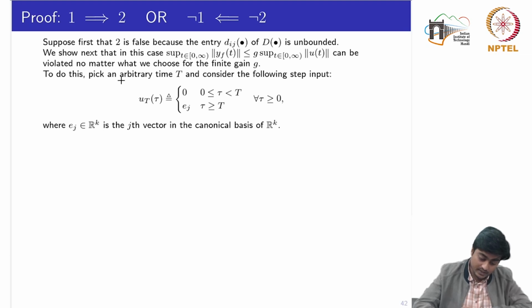So to do this, we pick an arbitrary time t and consider the following step input, where this signal u subscript t of tau is 0 whenever tau is lying between 0 and t, and when tau is greater than or equal to t, it is ej, where ej is the jth vector in the canonical basis of the k dimensional vector. Okay.